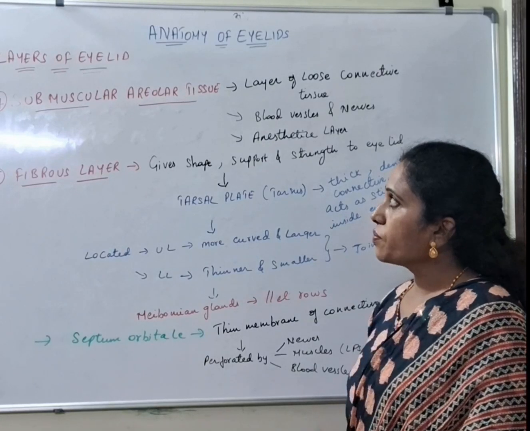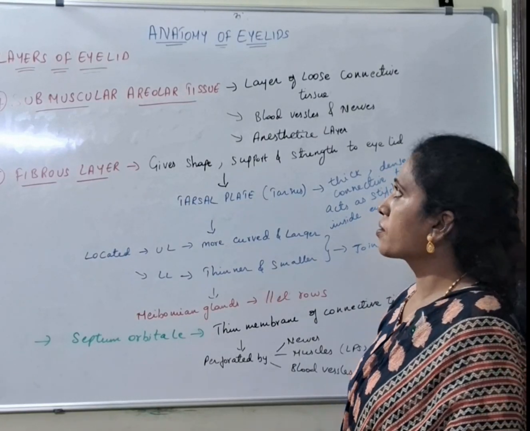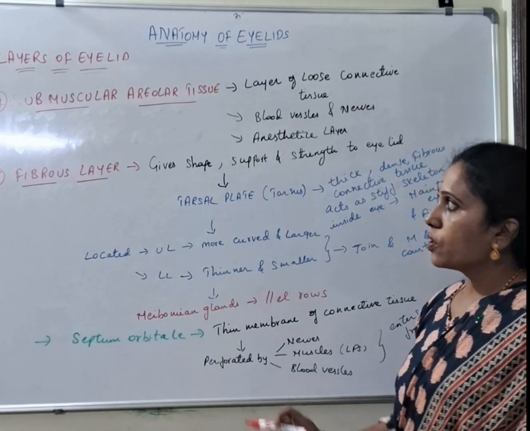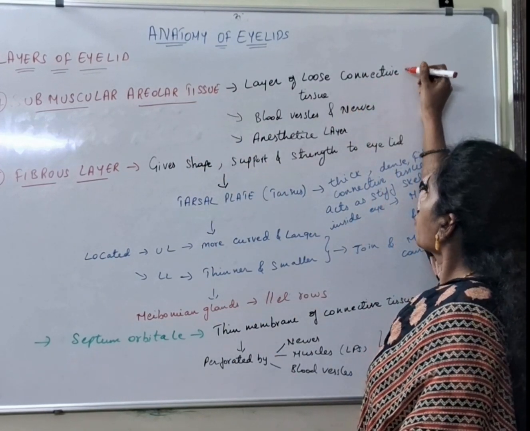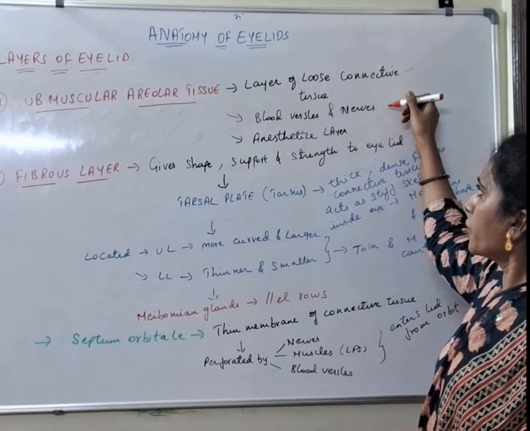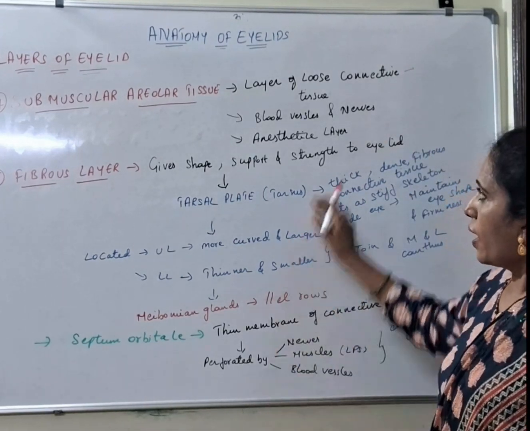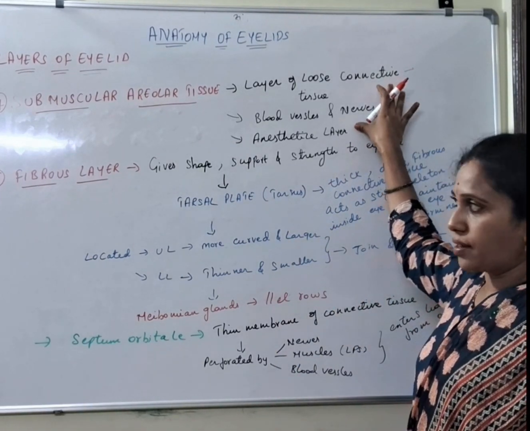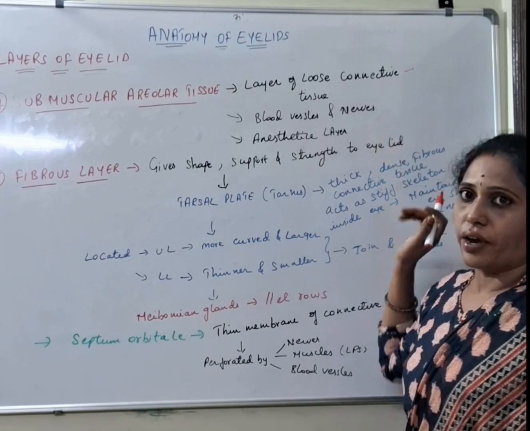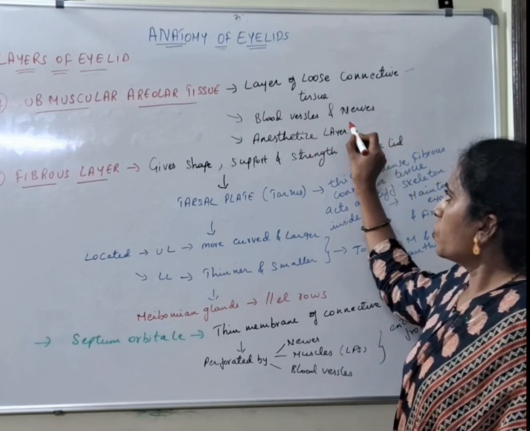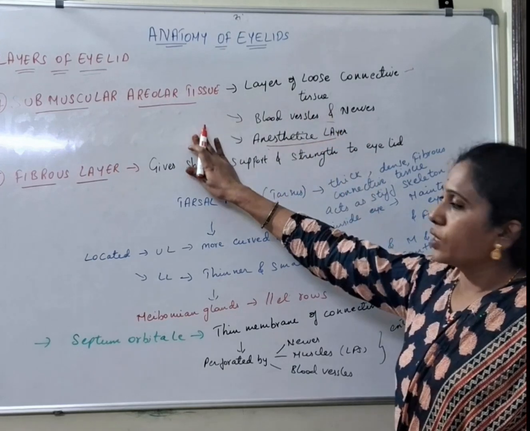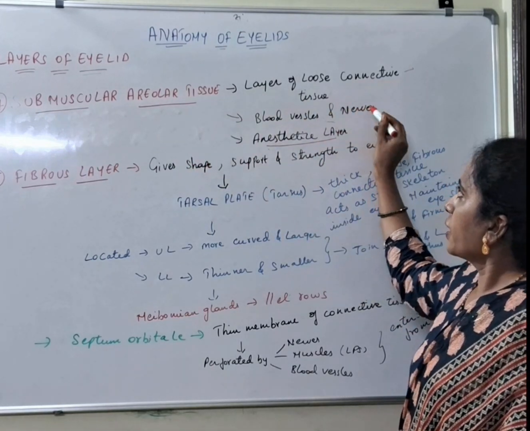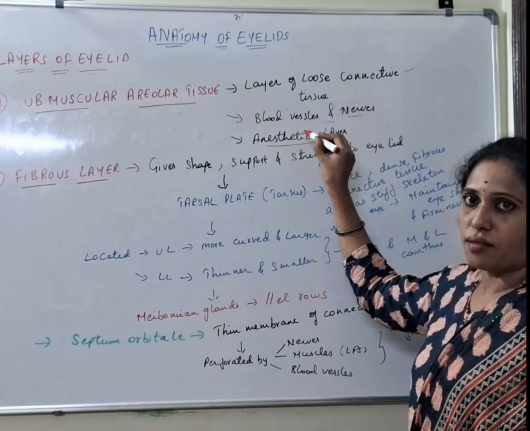So next comes the fourth layer called submuscular areolar tissue. So this is the fourth layer. This layer consists of loose connective tissue, blood vessels, and nerves. As it contains the blood vessels and nerves, for any kind of eyelid surgeries, the anesthesia is mostly given to this layer, the fourth layer. Because it contains nerves in it, anesthesia is given to this layer.